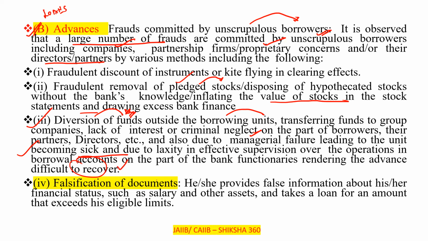Next one, falsification of documents, where wrong information is provided. He or she provides false information about his or her financial status, such as salary and other assets, and takes a loan for an amount that exceeds his eligible limits. For example, a fake ITR. Very easily you can get fake ITRs, and on the basis of that you will get the loan. All this is falsification of documents.